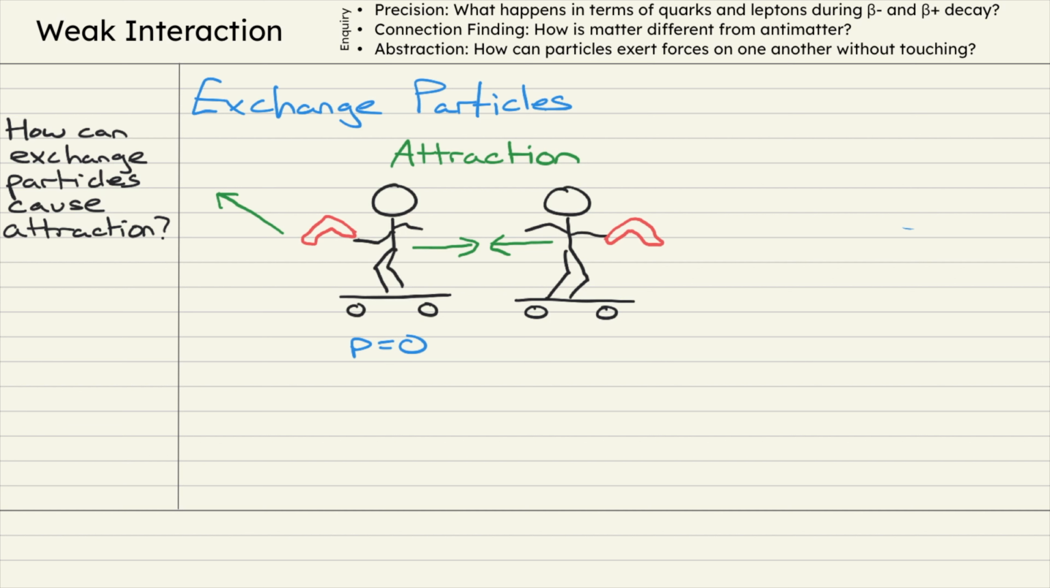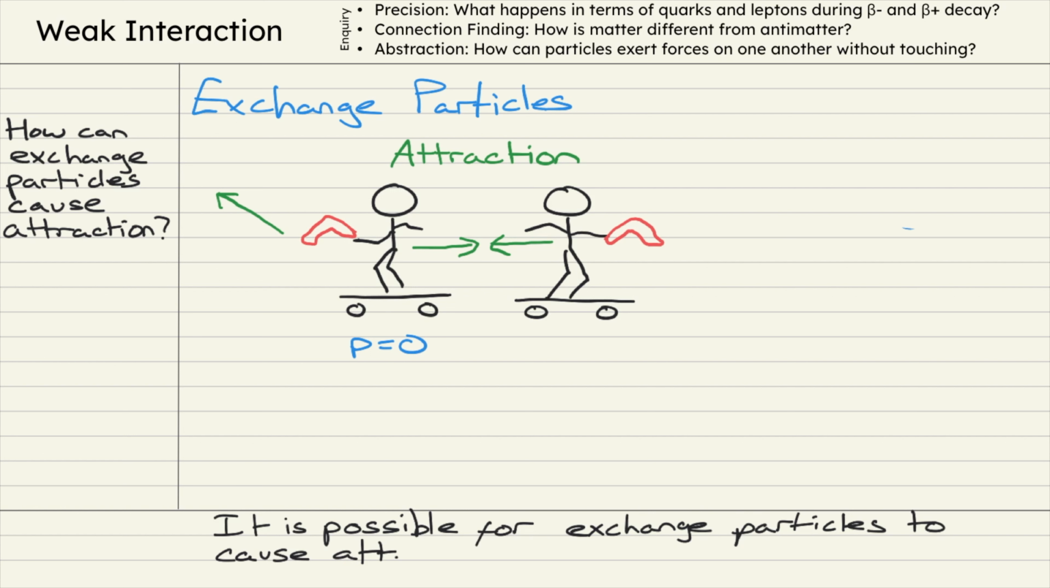Now, I'm not suggesting that particles are throwing little boomerangs around, but what I want from this is that you accept that the idea is possible. It's possible for exchange particles to be the cause of both repulsive and attractive forces.